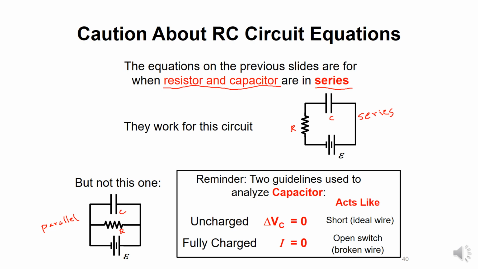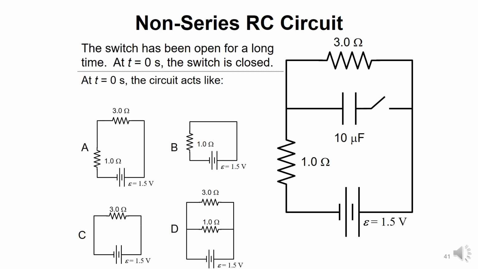You can look at what happens when the capacitor is fully charged and when it's uncharged. You can just replace them with a wire or a broken wire. Here's an example. We have the big picture on the right. It has a battery, 2 resistors, a capacitor, and an open switch. It says the switch has been open for a long time. So now what does that mean?